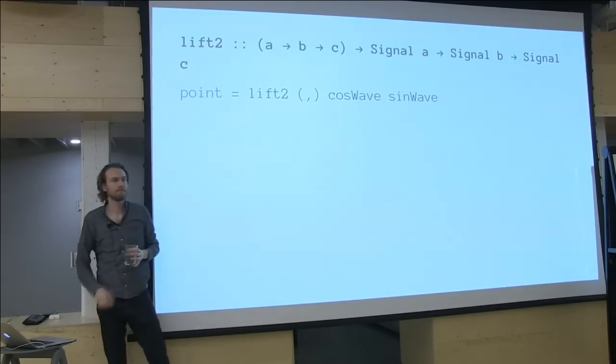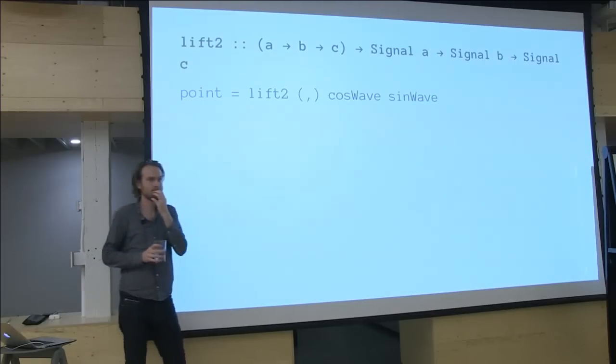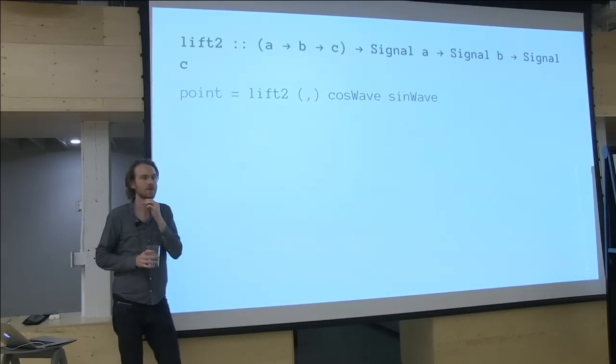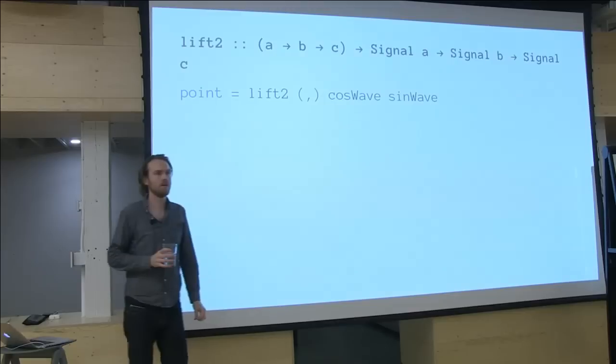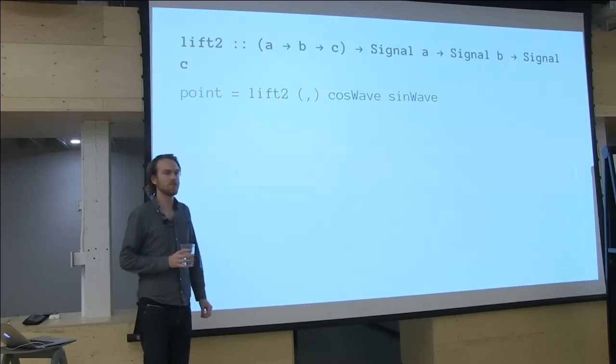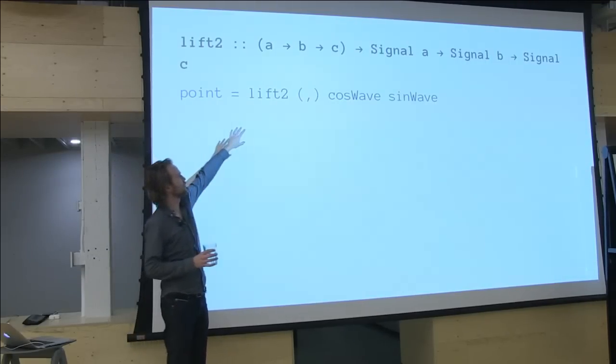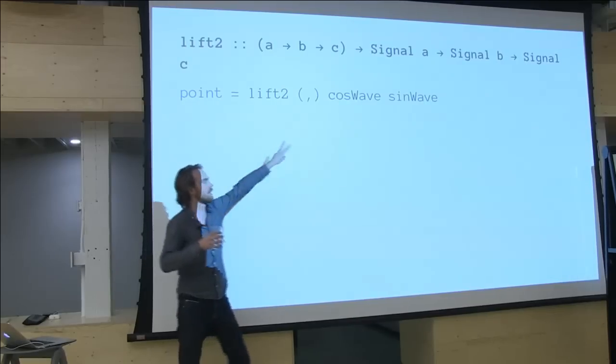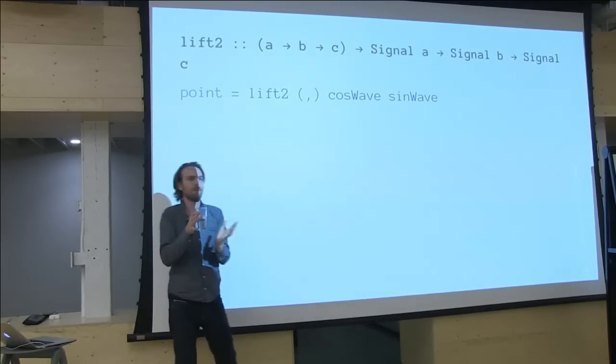So the pair is that a cosine and sine, or something else? I mean, this is defining a pair of cosine and sine? Yeah. So lift 2 with the pair ends up combining both of these signals with the pair function.